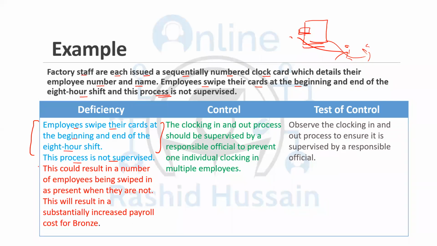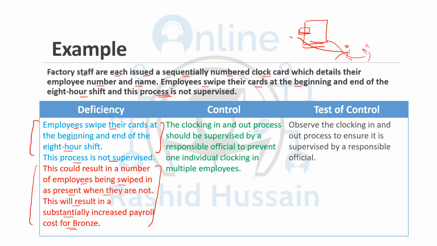Now the explanation means the impact of that weakness on the business. This could result in a number of employees being swiped in as present when they are not. And this will result in a substantially increased payroll cost, or you can say this will result in employees being paid for the work they have not performed, and as a result, increased payroll cost.